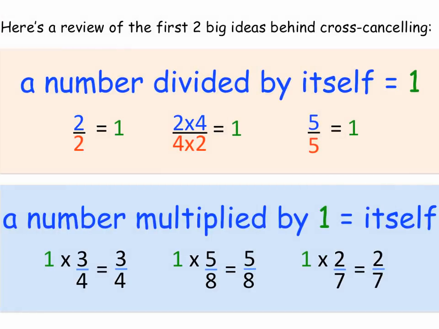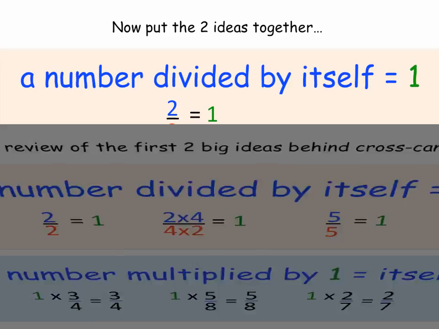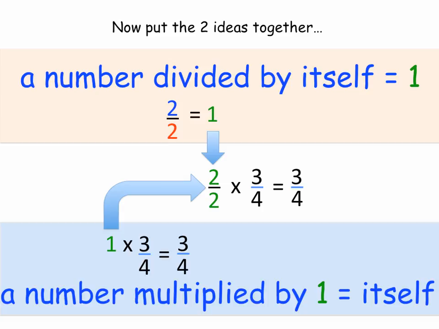Here is a review of the first 2 big ideas behind cross-canceling. A number divided by itself equals 1. A number multiplied by 1 equals itself. Now, put the 2 ideas together. You see the arrows pointing in the middle of the picture with a 2 over 2, 2 divided by 2, also called 2 halves. Well, that's just a fancy way of writing 1, isn't it? 1 times 3/4 equals 3/4.